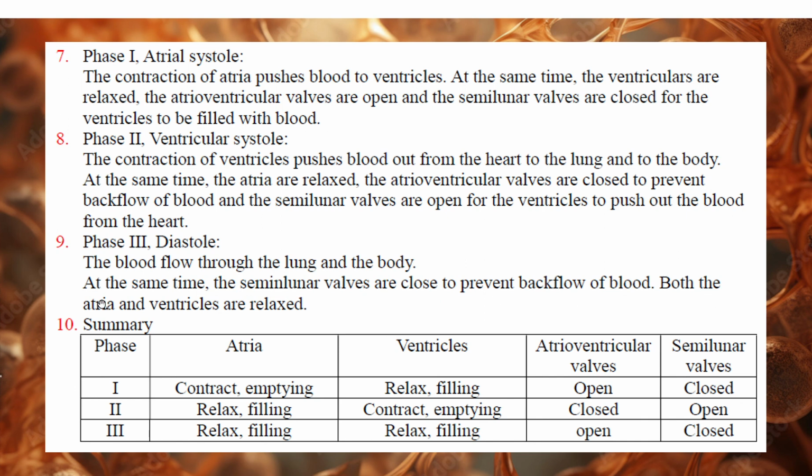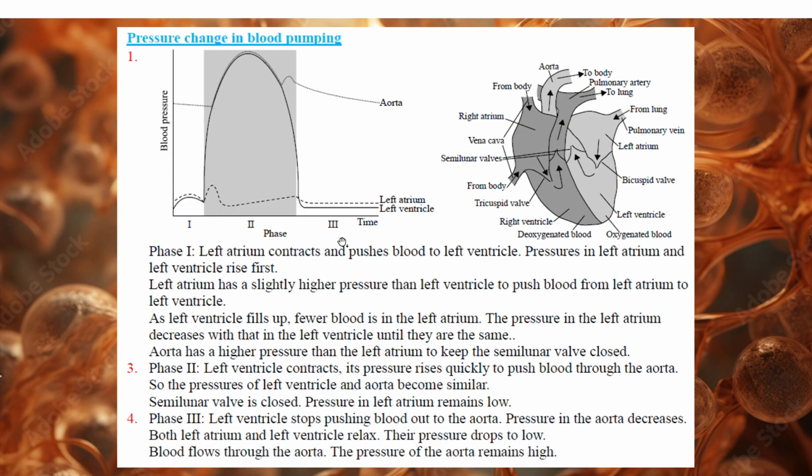Third phase: the semilunar valves are closed to prevent backflow of blood. Both the atria and ventricles are relaxed. So remember the sequence: contract, relax, relax, relax, contract, relax, open, close, open, close, open, close. Impossible to remember, so you need to remember the story, the three stages, three phases. And then even later for the SL lecture, we need to remember this chart about the pressure.